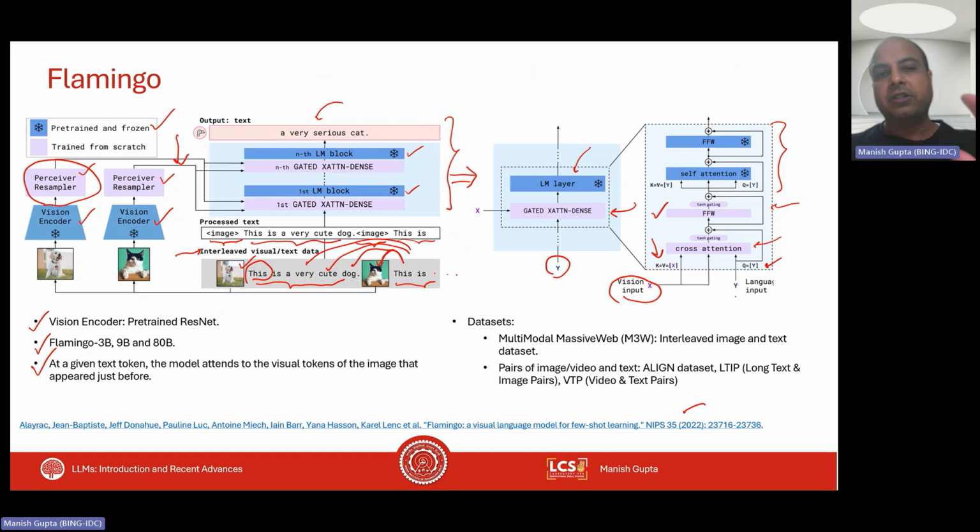But remember, the way the attention masks are defined in Flamingo is that the model does not attend to every image in the past, but only attends to the image just before these particular text tokens. Okay, the nearest image. Okay.